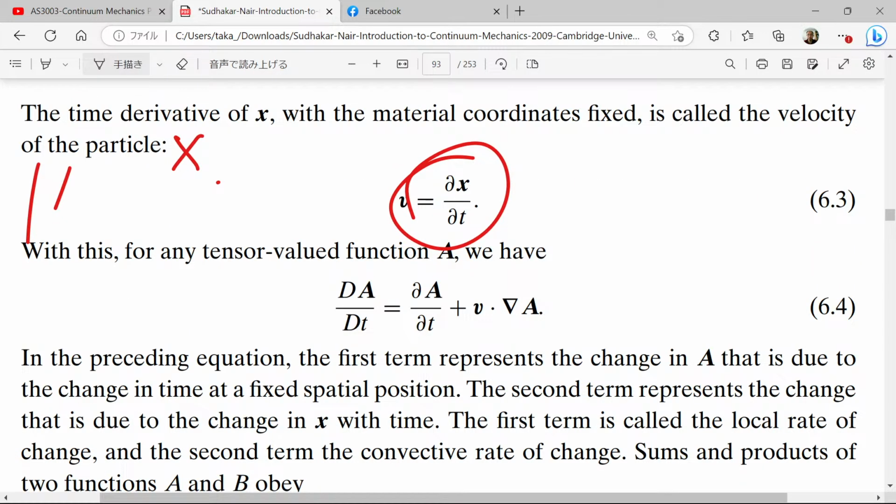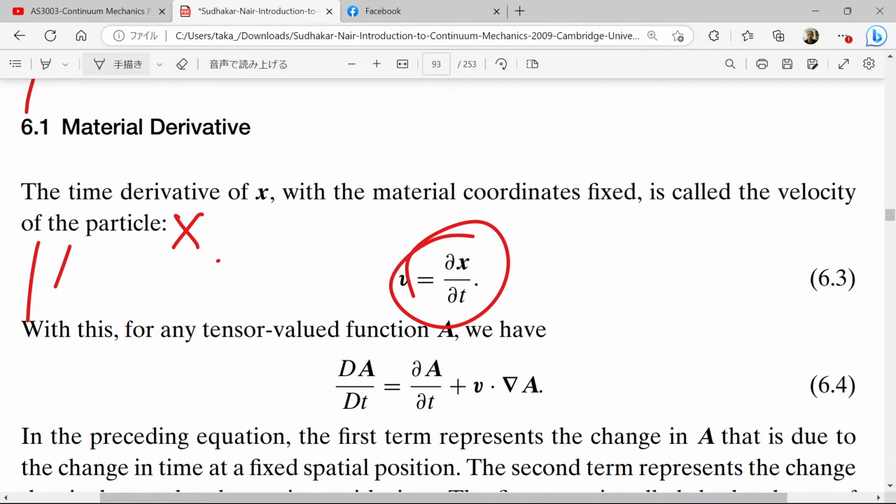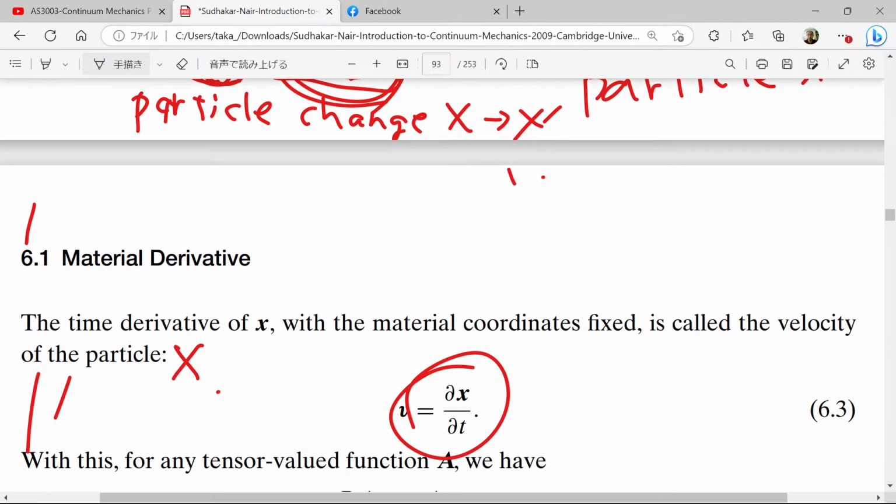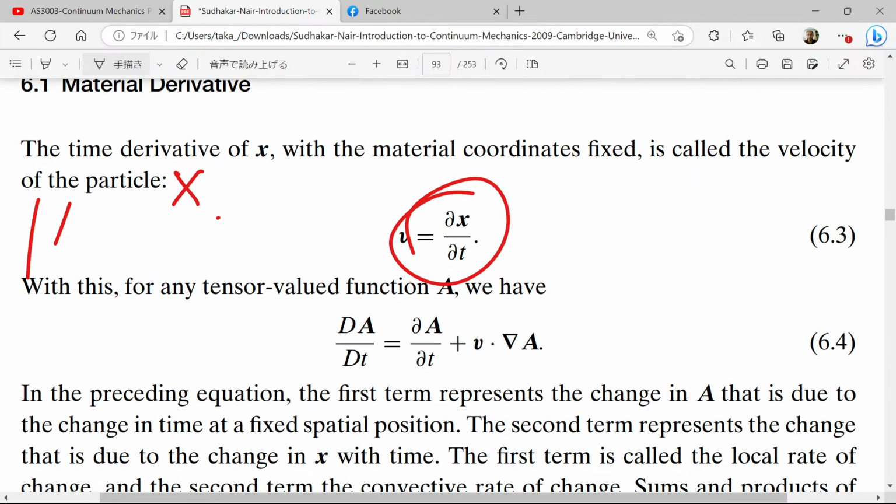Then with this, for any tensor valued function A, we have this. This is a nabla. This is the gradient in the spatial field. I think this is at fixed time.